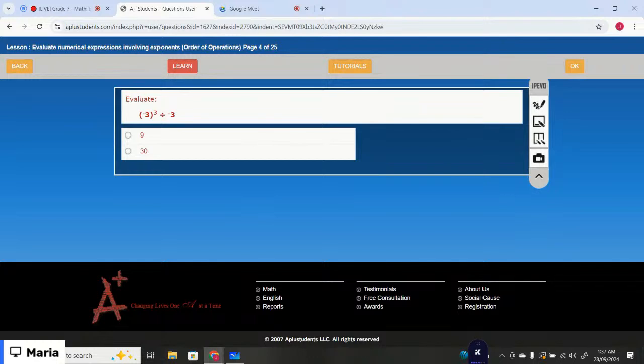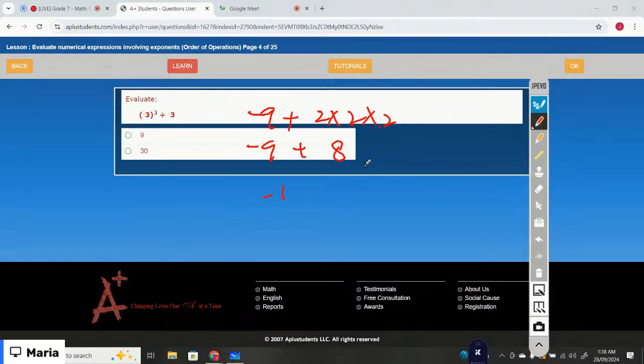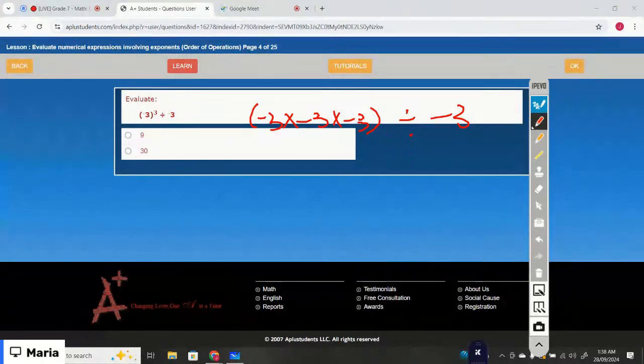The next one is negative 3 exponent 3 divided by negative 3. First you have to evaluate the exponent. So you do negative 3 times negative 3 times negative 3, and then divide it by negative 3. Negative 3 times negative 3 is 9, and 9 times negative 3 is negative 27. When you divide two negative numbers, the answer is positive. So that is 27 divided by 3, which is 9. The correct option is 9.